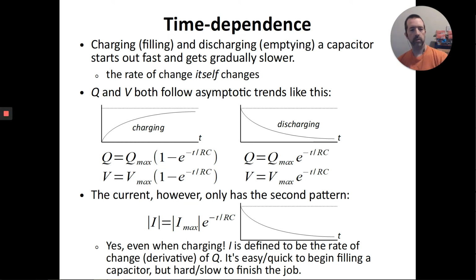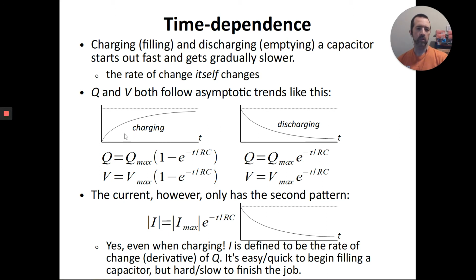So those functions, these graphs apply for either Q, the charge, or V, the voltage. The current function, however, always has the decay form, at least if you're looking at the magnitude of the current. The sign of the current just talks about which direction it's flowing. But if you're interested in the magnitude of the current, it always looks the same. And that's a little bit weird, but it's because current is related to the rate of change of the charge.